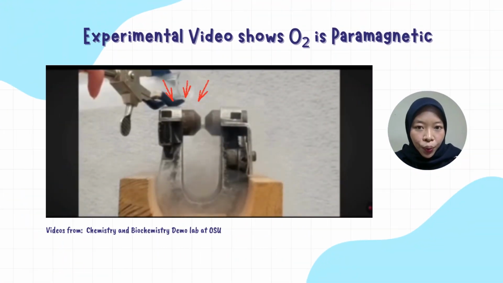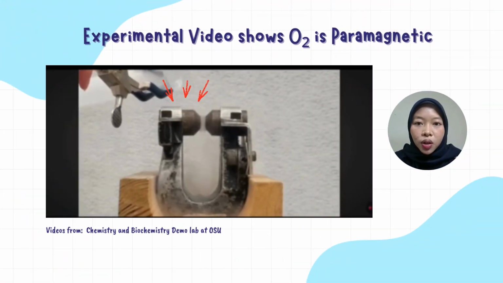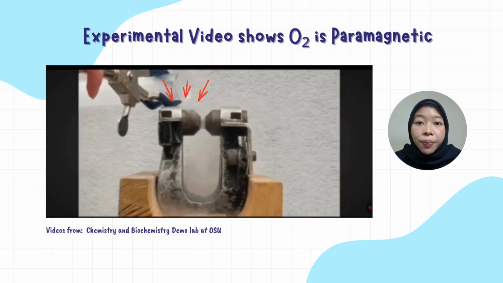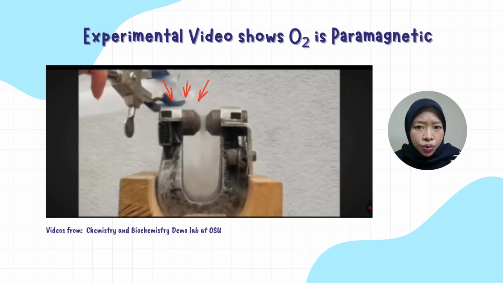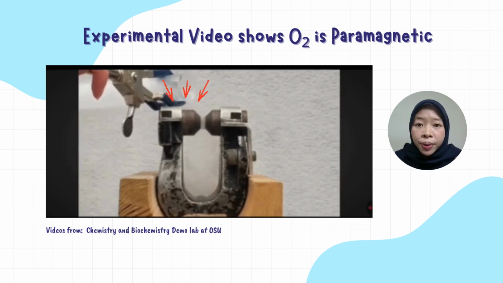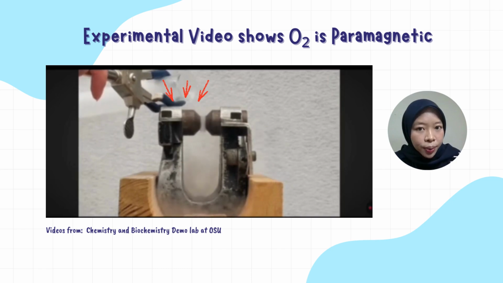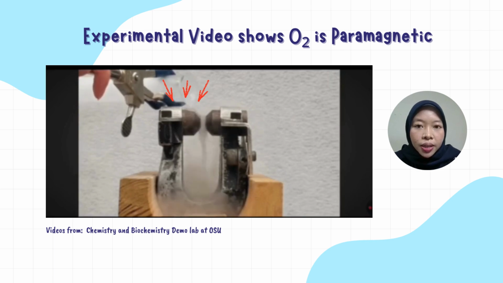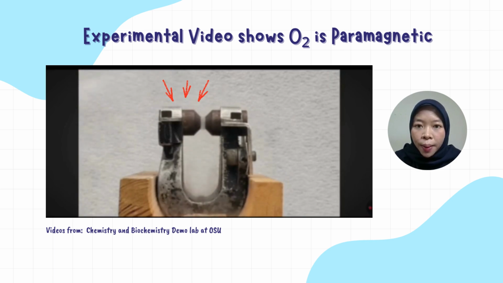From this video, we can see that liquid oxygen is attracted by a magnetic field. It is proof that O2 is paramagnetic. This occurs because O2 has two unpaired electrons in pi star 2py and pi star 2pz, which align with the molecular orbital theory.